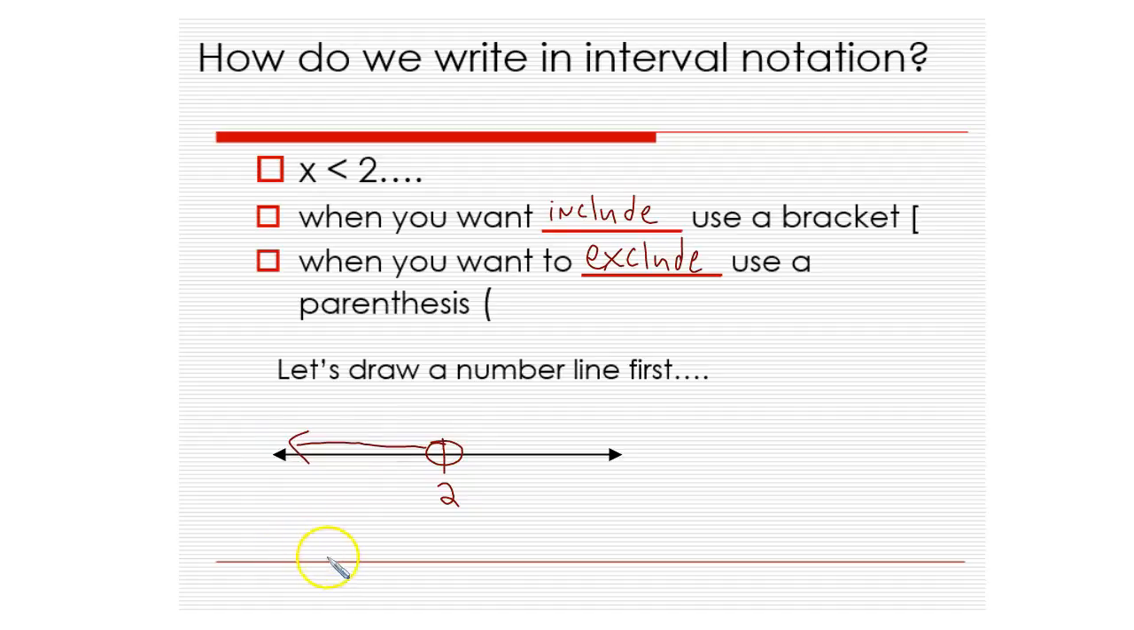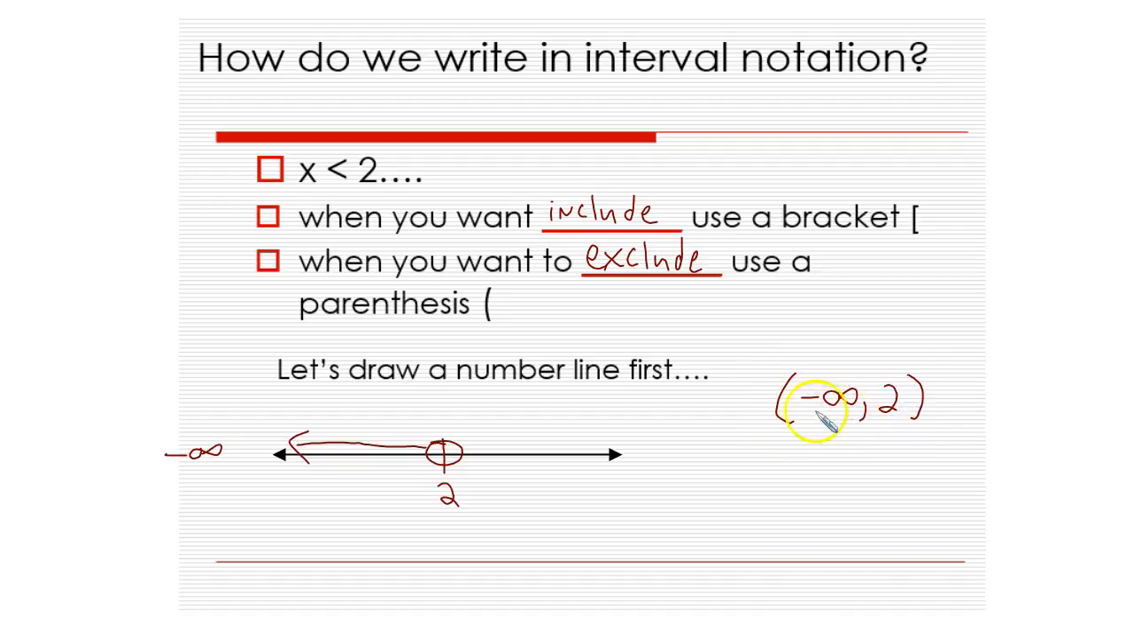You write these intervals from left to right, or least to greatest, in this case. The least is way over here, forever to the left at negative infinity, and the highest that we go, although we're not including it, is 2. So our interval in interval notation would be from negative infinity to 2.